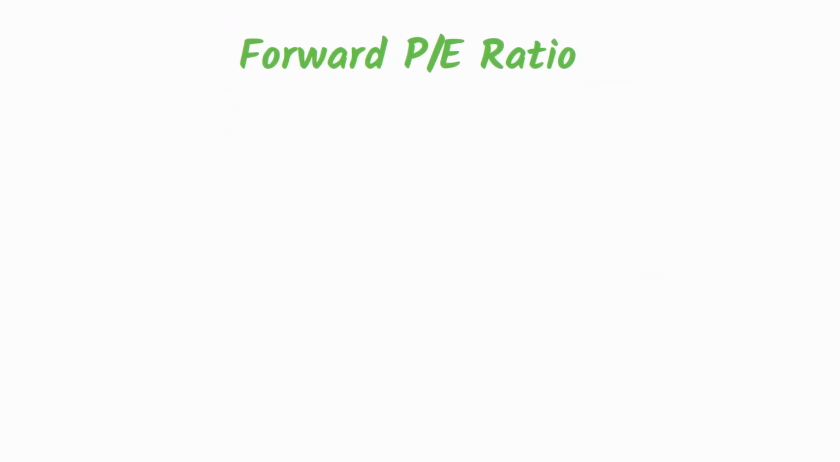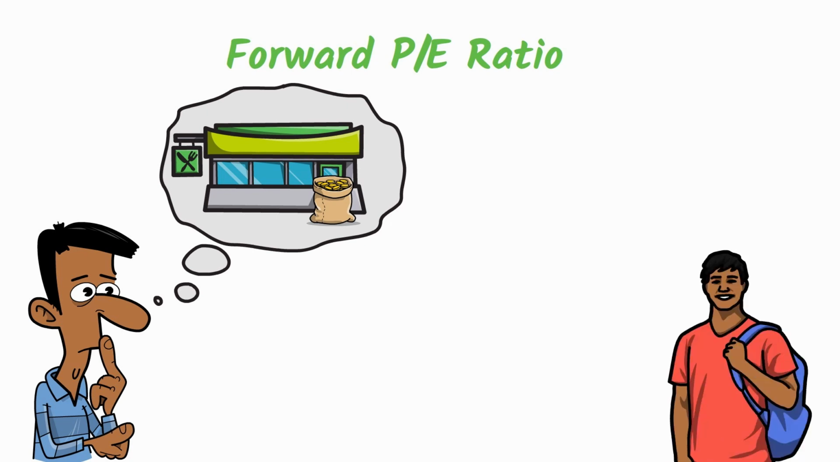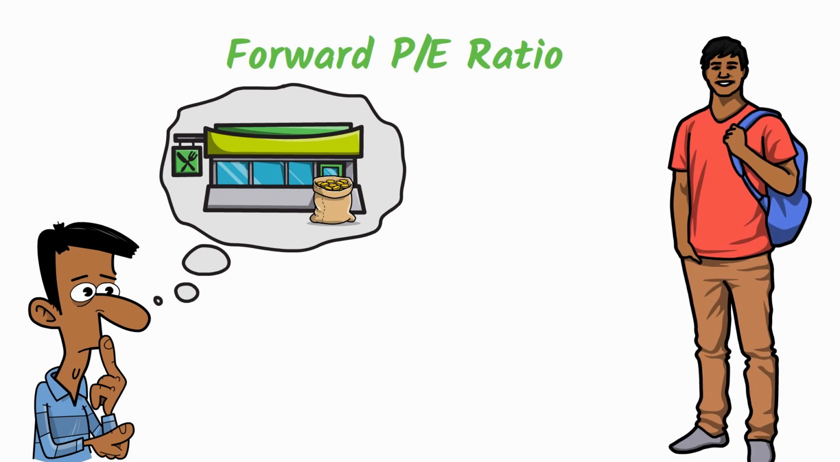Now, there is forward PE ratio, which basically predicts what a company's earnings might be like. Hence, investors will be able to know if buying the company stock right now is a bargain compared to waiting later down in the year. But that's for another video because it requires a bit more calculation.